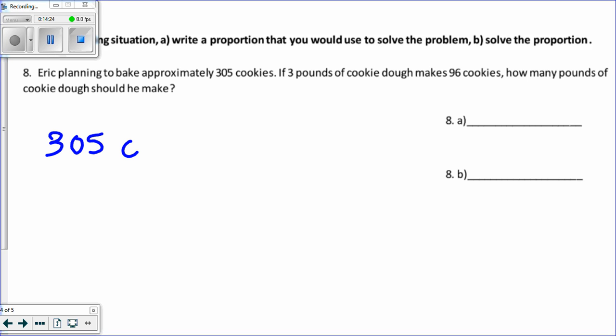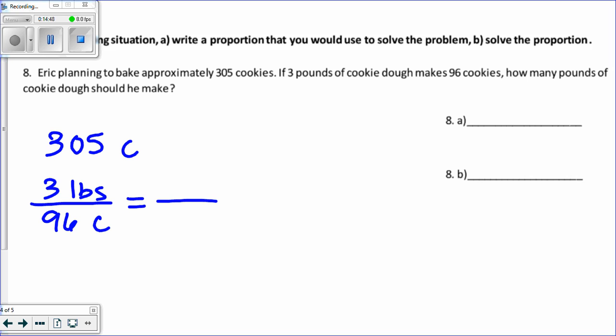All right, so we have a ratio. We have that 3 pounds of cookie dough makes 96 cookies. So if I'm writing a proportion, I need an equal sign, and I need another ratio that is consistent with the one we started with.